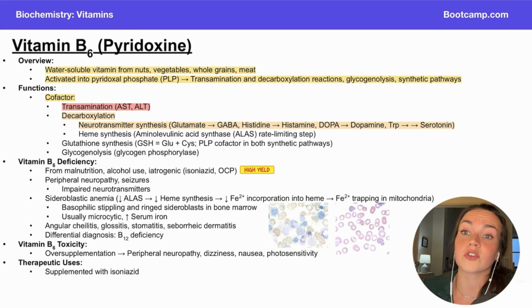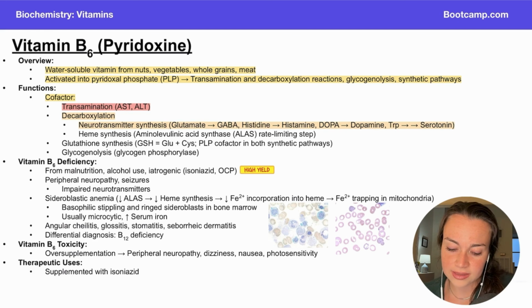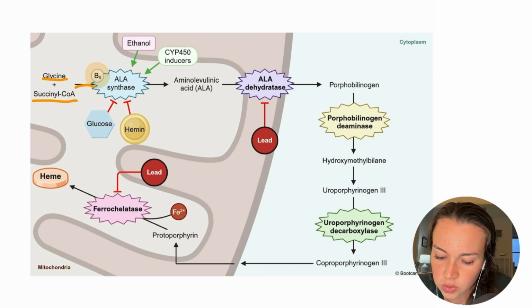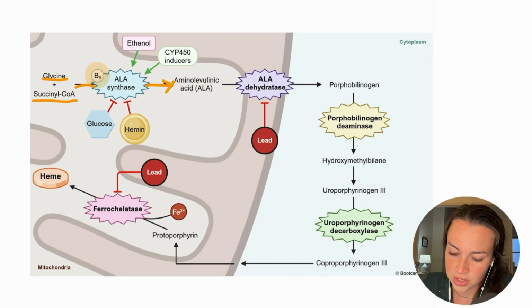And then outside of neurotransmitter synthetic pathways, those decarboxylation reactions are also important in heme synthesis. We talked about this last chapter with the porphyrias. Vitamin B6 was a cofactor for ALA synthase, which turned glycine and succinyl-CoA into ALA, aminolevulinic acid. We didn't really balance our reaction here, but coming out from this reaction would be CO2 as well as CoA.